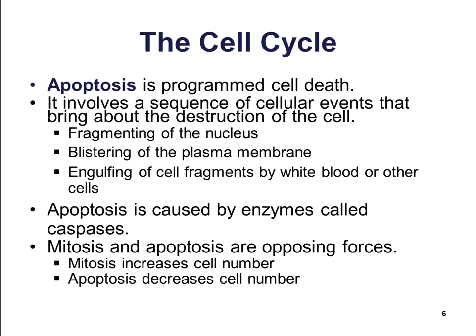So mitosis and apoptosis are basically opposing forces, because mitosis will increase the cell number by division and making more cells, whereas apoptosis is decreasing the cell number because it is eating up things you don't need and destroying bad cells.